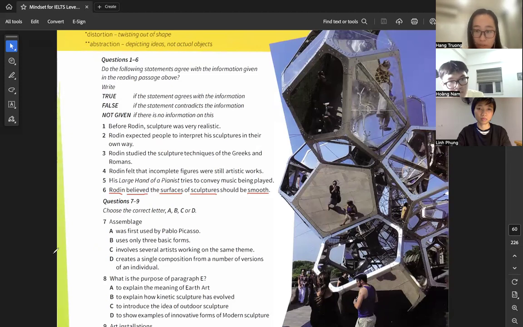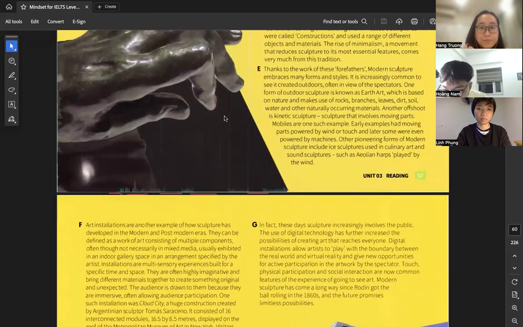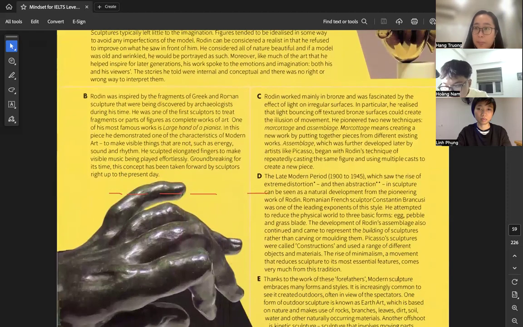Okay, both of you think that it's false. Why is it false? Because in paragraph C, we know that he created two new techniques, that's montage and assemblage. Both of these techniques merge things that don't really make sense with each other at first together. Okay. And that's how I know that this is not the true answer.